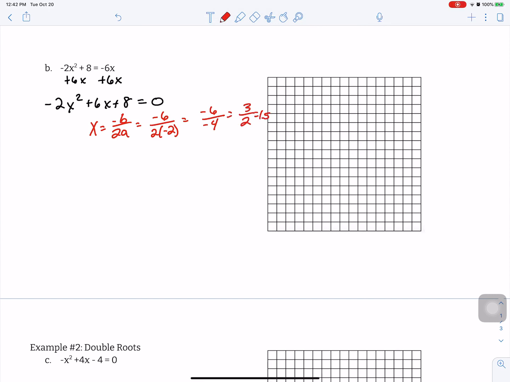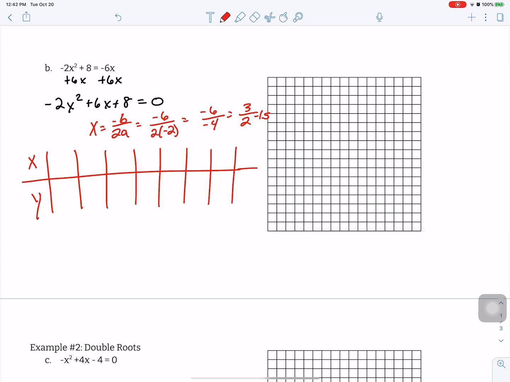So looking again at my table, I don't know how long it's going to take, so I'll just make some marks here. At 1.5, I'm going to find my y value, and then I'm going to look at 1 and 2. I'm not going to keep going up by the 0.5s because that's just going to be too difficult to keep working with.